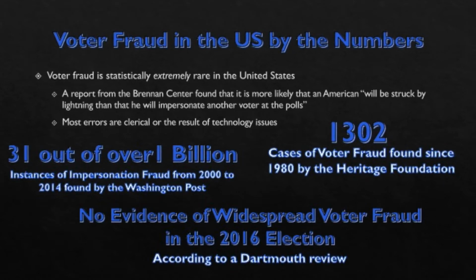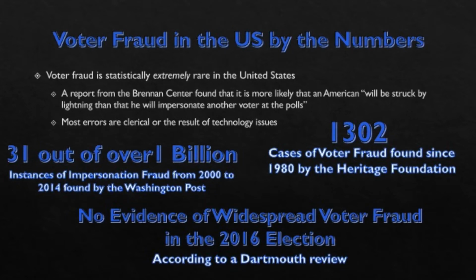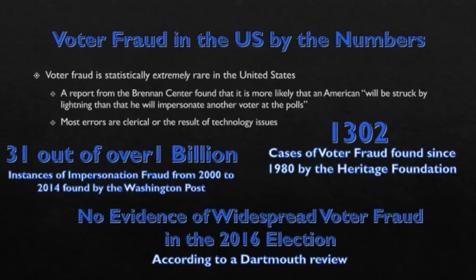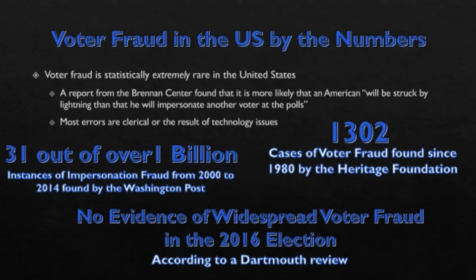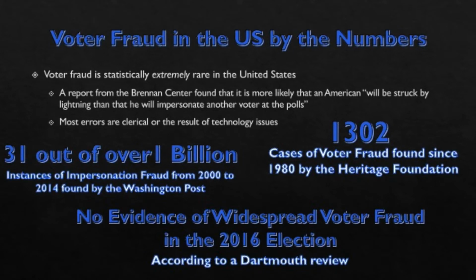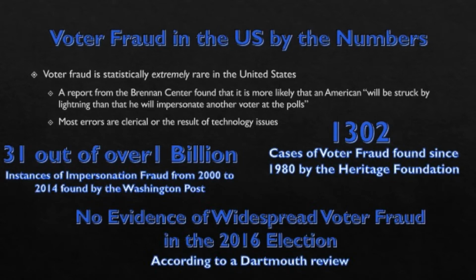So the Washington Post found 31 instances of voter fraud by impersonation from 2000 to 2014 out of over 1 billion ballots that were cast in that time. They and other sources have also acknowledged that even this number is likely inflated. They took a liberal definition of what voter fraud was to make sure they were capturing all instances.